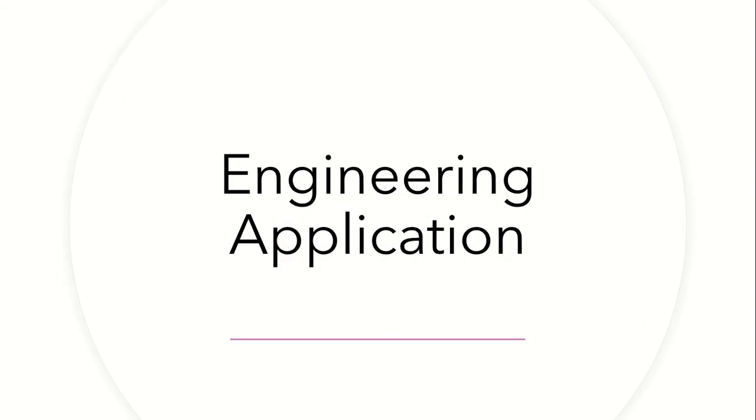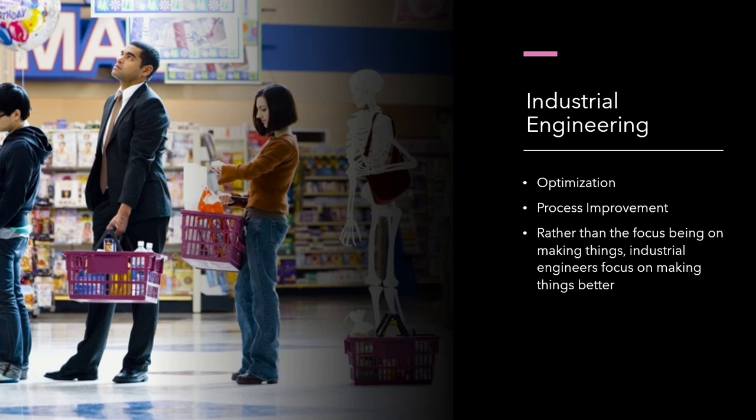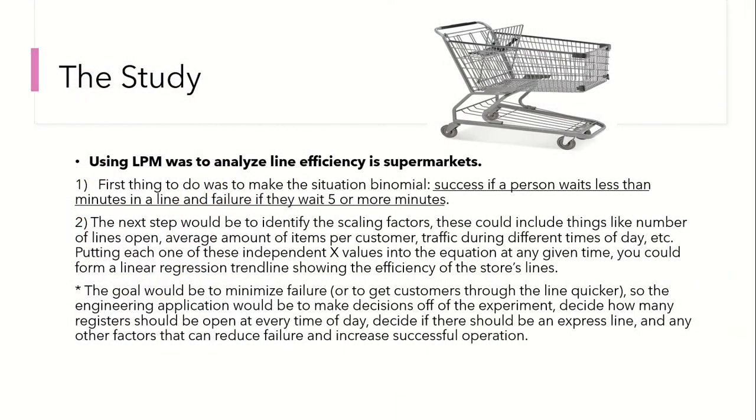And to move on, I wanted to go to an engineering application of LPM. I'm an industrial engineer, so we focus on optimization and process improvement. So I wanted to use LPM to analyze line efficiency in a supermarket. To make it binomial, I have a success if a person waits less than 5 minutes in a line, and a failure if they wait 5 minutes or more. The goal of this whole thing was to minimize failure, or to get customers through the line quicker.